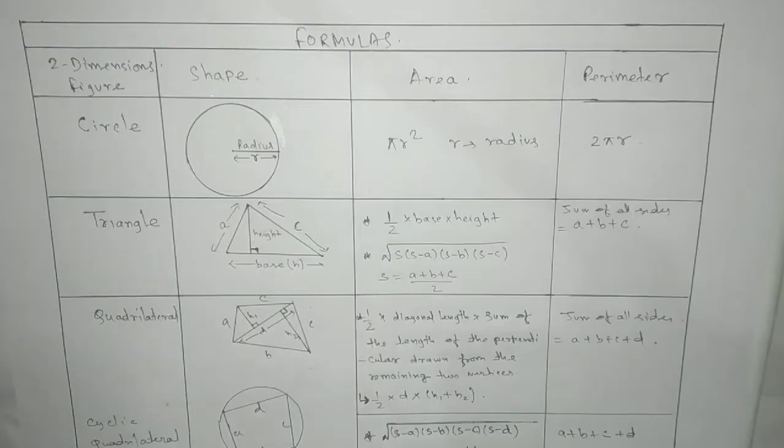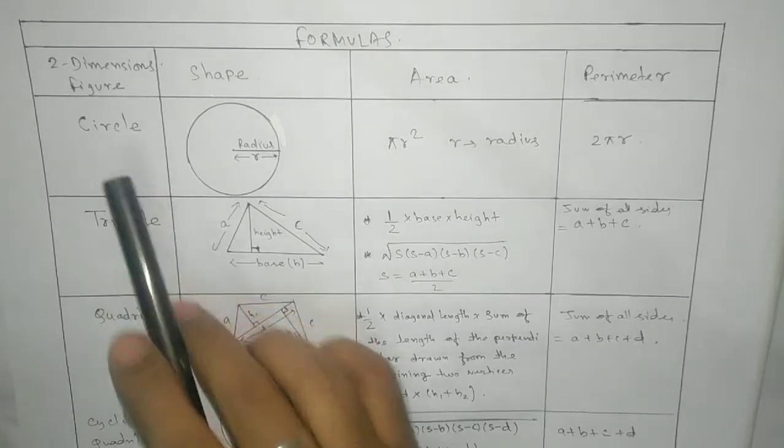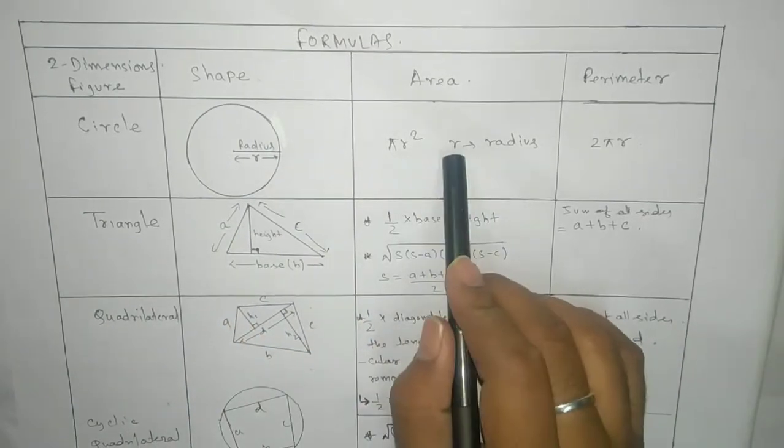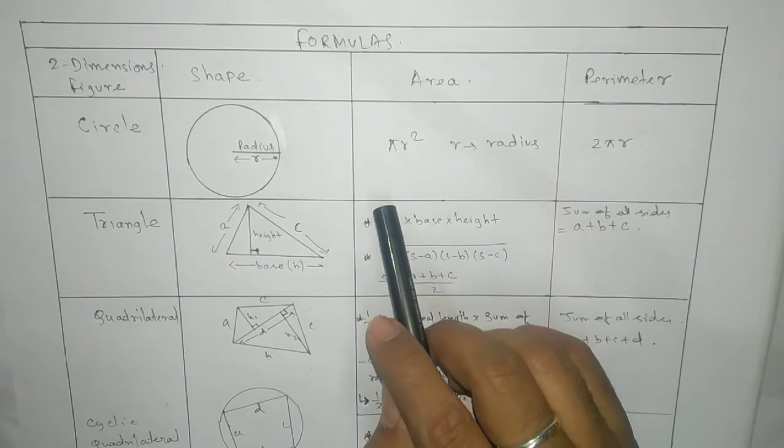Namaste students. Here we have two-dimension and three-dimension formulas. Let's recapitulate each and every formula. Starting with the first, the circle: if we are provided with a radius, we can find the area and circumference.